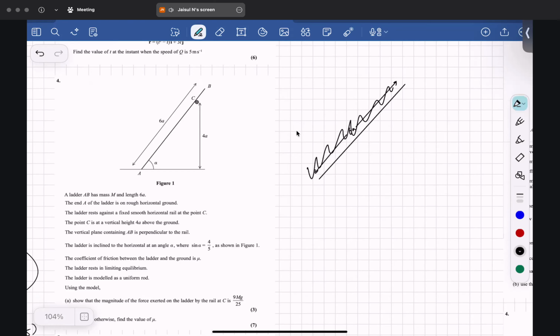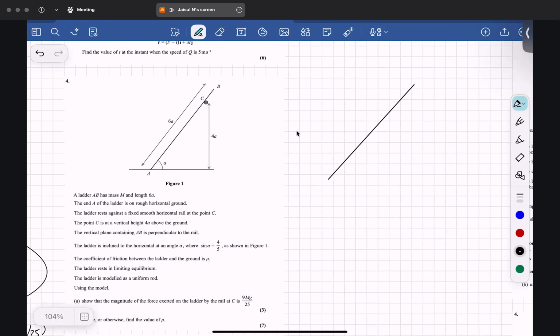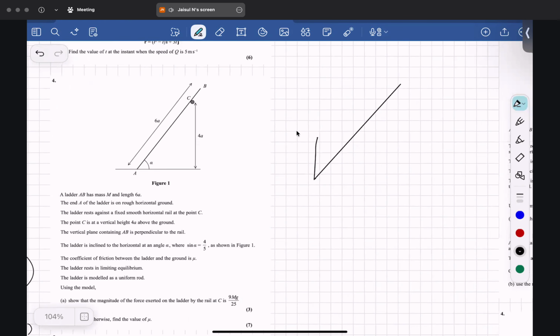Okay, so first I'm actually going to start with all the forces. If I've got this ladder, on the floor it's resting, okay? So the floor will be providing a reaction force, perpendicular, a normal contact force. That's the reaction of the ground at A. It's also resting on this thing over here. So there's a normal contact force, perpendicular again. That's the R at C.